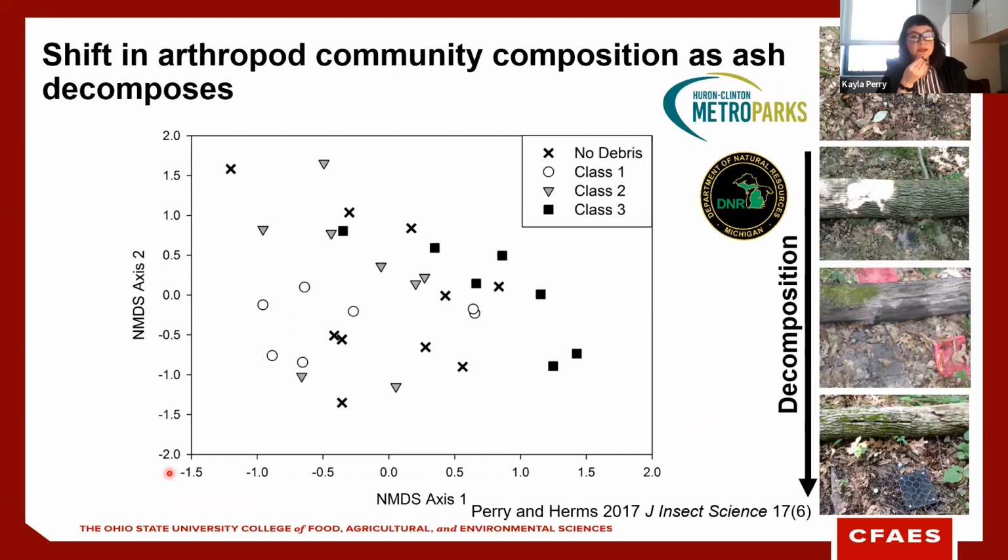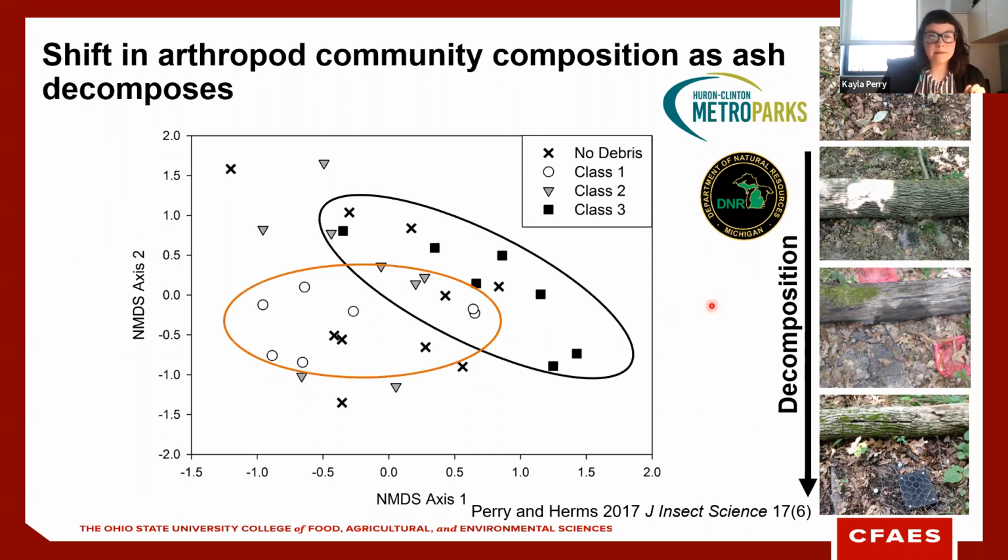So I looked at arthropod community composition. You should be really great at interpreting these figures now at this point in the talk. But essentially, again, each one of these dots is a trap that is either next to a class 1 log, which is shown in the circles, a class 2 log, which is a triangle, a class 3 log, which is a square, and then also those traps by no ash woody debris, represented by the X here. And so we can take a look at the composition of arthropods collected across this decay chronosequence.